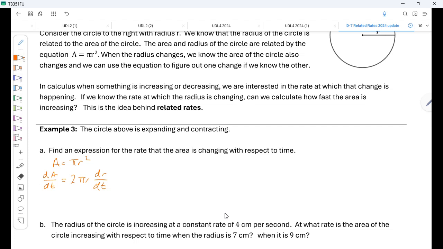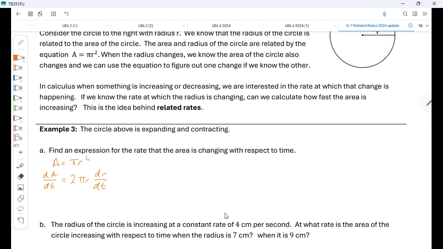So we have found a relationship between the rate of change of the area and the rate of change of the radius. And it does turn out, and I think this is what's kind of weird about related rates, the rate of change of the area depends on 2 things. It depends on the radius at the given time and the rate that that radius is changing. So we actually need two variables to solve for dA/dt.